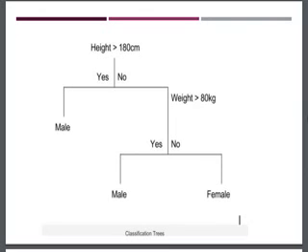This is another example of the classification trees where the population is classified under male and female depending upon the height and the weight. So the first parameter, height, if it is greater than 180, then we classify them into male, and if not, then we use the parameter weight, and if weight is greater than 80, we classify them into male, and if not, into female.